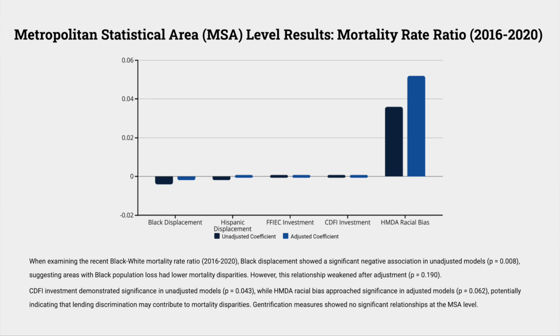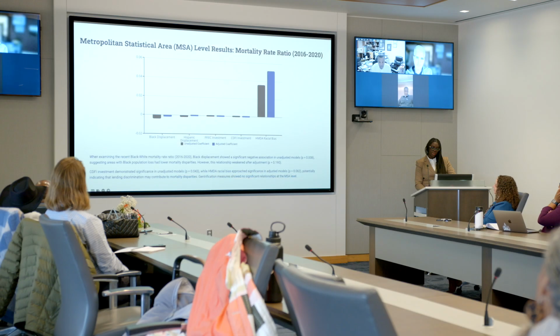Further examining the most recent Black to white mortality rate ratios from 2016 to 2020 at the MSA level revealed some key findings. For Black displacement, while the unadjusted model showed a significant association between Black population loss and racial mortality disparities, this relationship became non-significant after adjusting for structural and demographic factors.